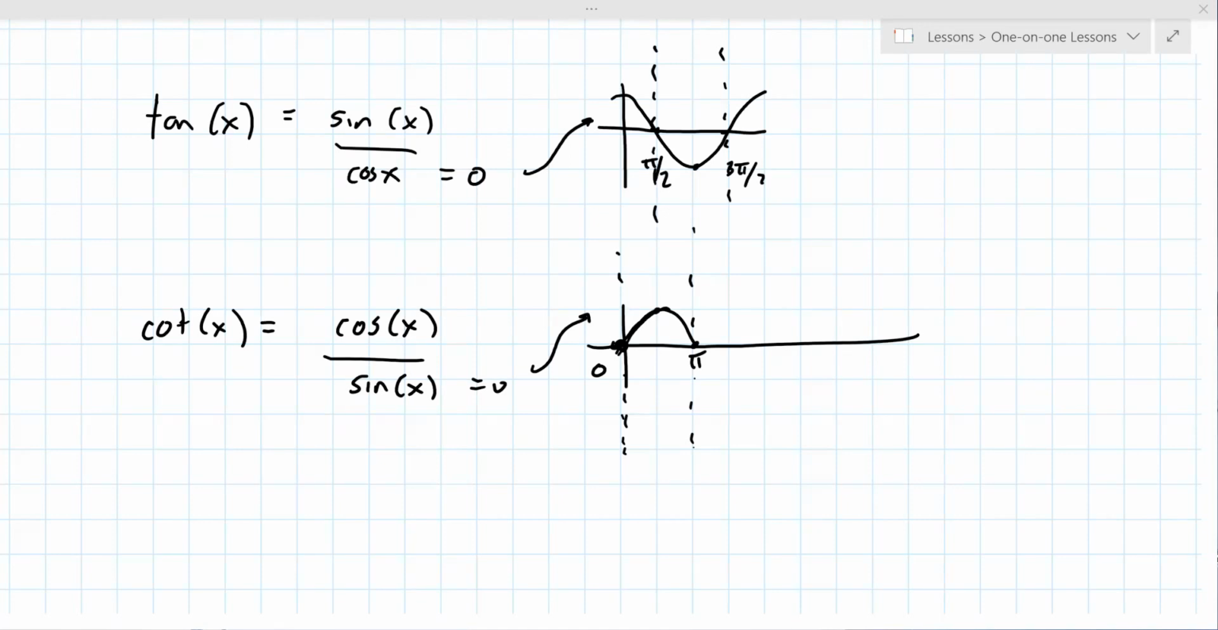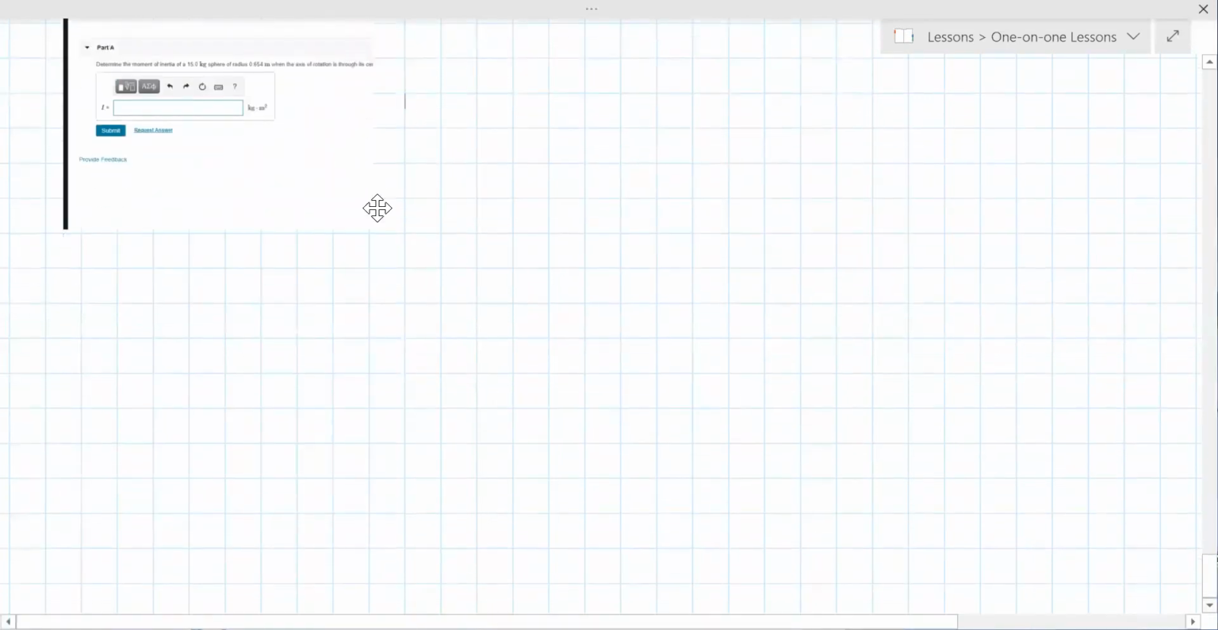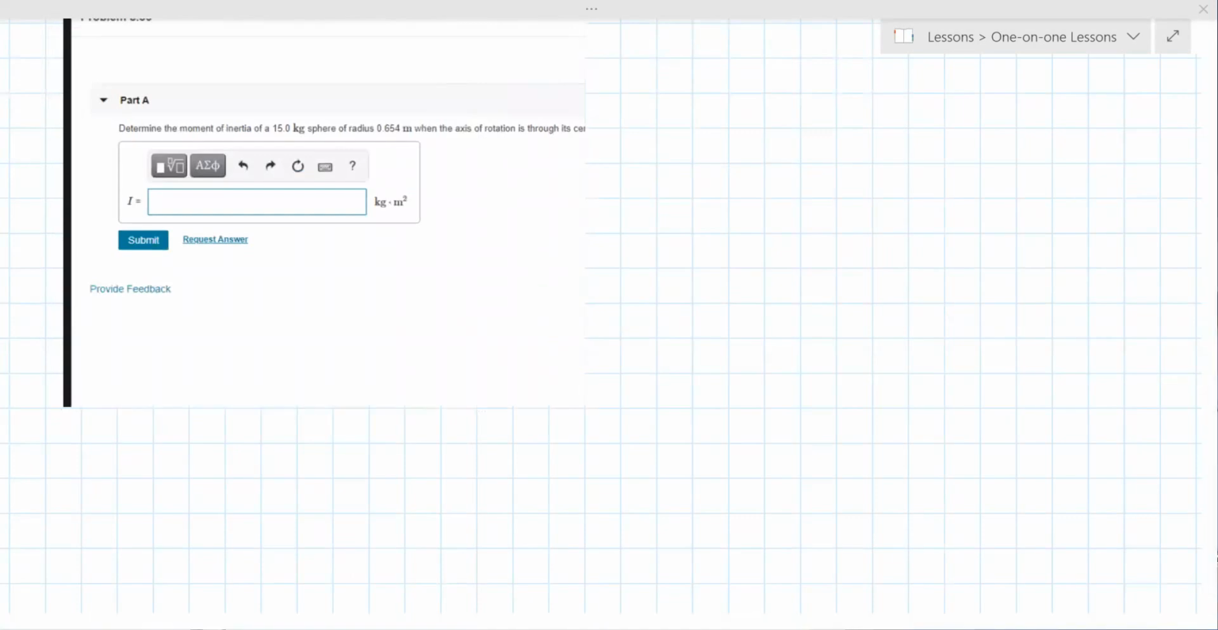Let's see. I've got to get back to that. Let me see if there's one that's just a one problem kind of thing. 8.3 is just one thing. Determine the moment of inertia of a 15.0 kilogram sphere of a given radius. Okay, so this one, let me snip it in. Okay, question 30.